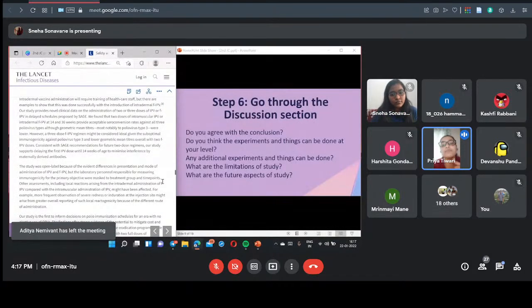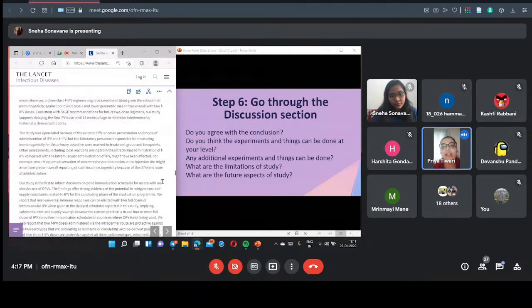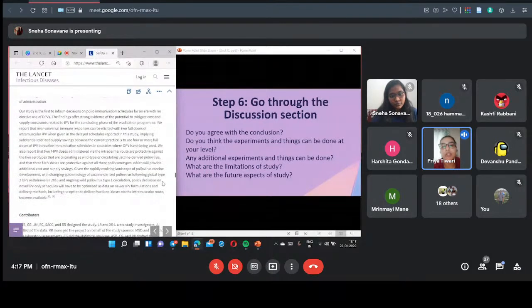This is also the place where you can see the research gap and you can draw your own research question out of it, and then what are the limitations of the study and what are the future aspects of the study. You will also read that section.